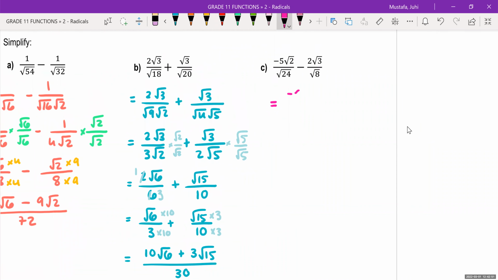So I have -5 root 2. And 24, I can simplify to give me 6 times 4. So root 4 times root 6, minus 2 root 3. And 8 can be simplified to give me root 4 times root 2. I'm going to just keep going and simplify that some more. If you are comfortable, you could go right from root 24 to 2 root 6. You could kind of skip that first step.